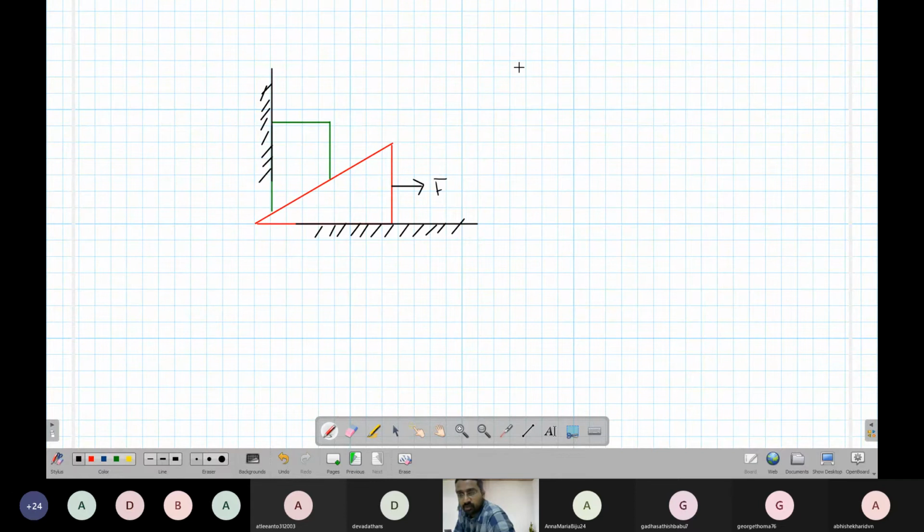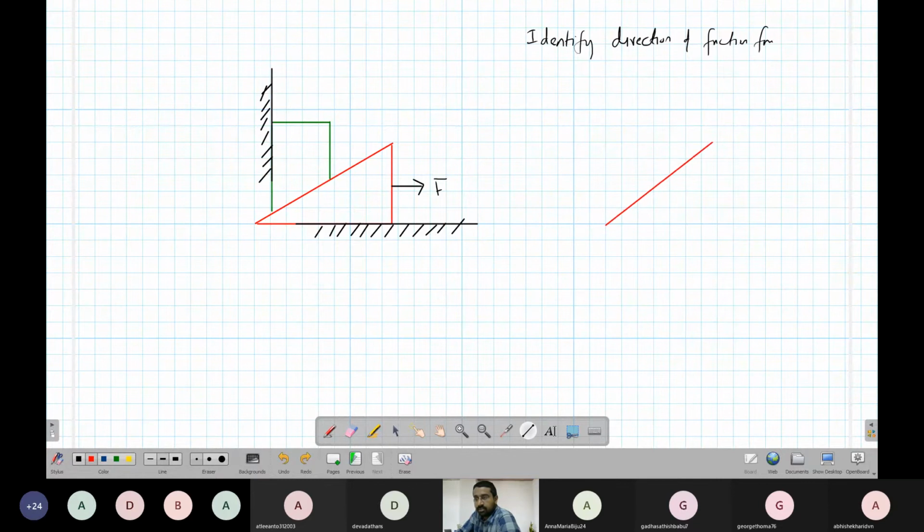Okay, so we have to identify the direction of friction forces. What I will do is isolate these two wedges, and I'll isolate here.